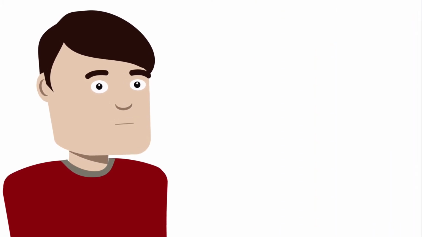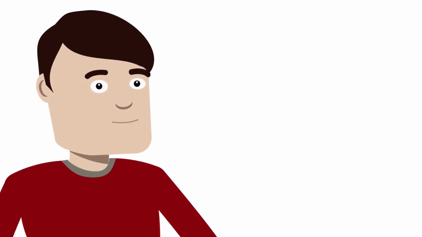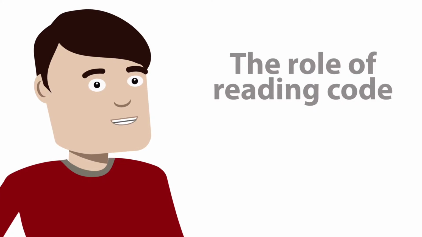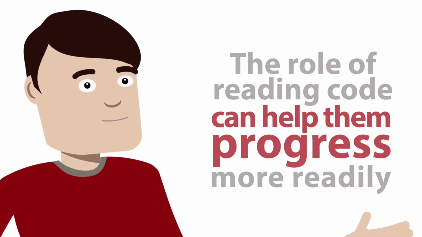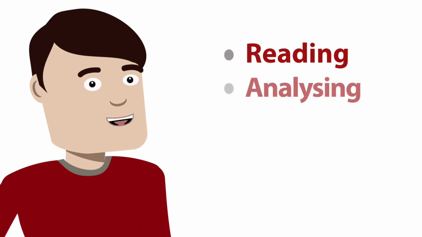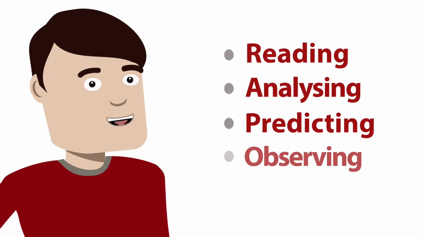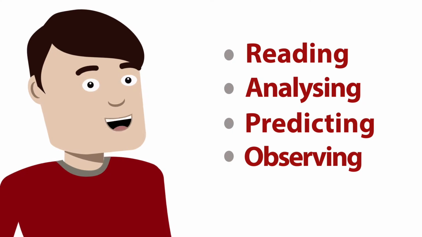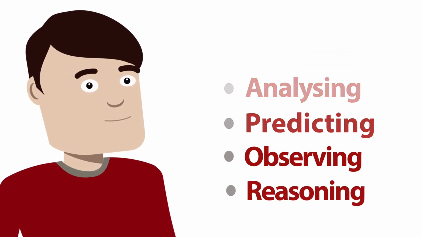In this session, we will continue to explore these potential barriers and look at how the role of reading code can help them progress more readily, along with a range of practical techniques that involve reading code, analysing it and predicting what it does, and then observing how that code runs and reasoning about the outcomes.